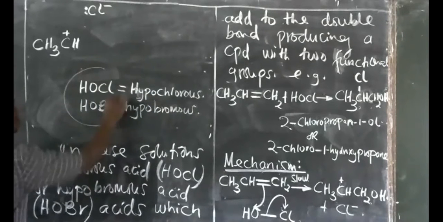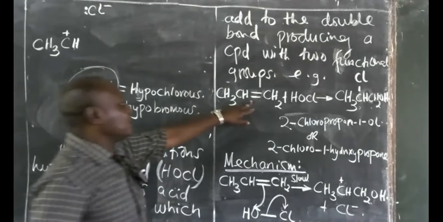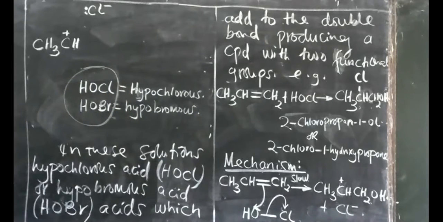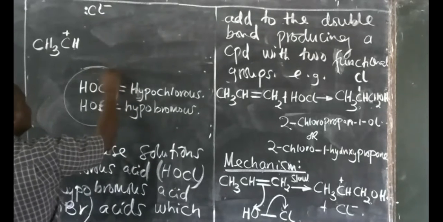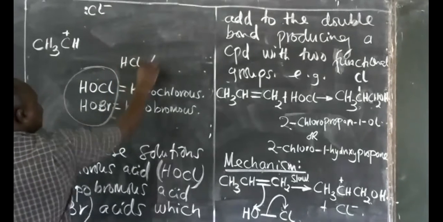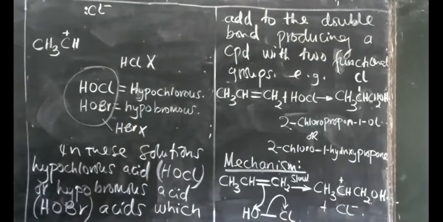We are saying that these two are very unstable, and they are the ones going to react with the alkene, and not hydrochloric acid, because we also have HCl. This one does not react. We also have HBr. This one does not react. So it is this one or this one. This one is obtained when we are reacting with chlorine. This one with bromine. Okay?